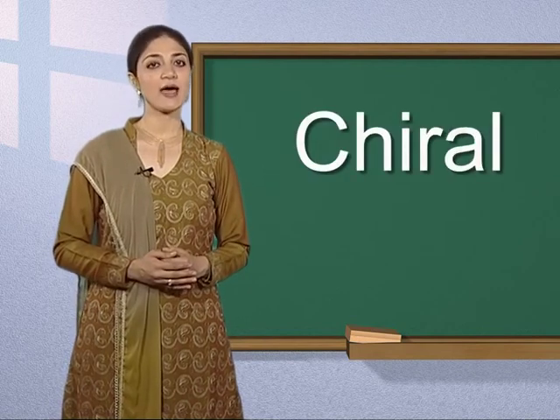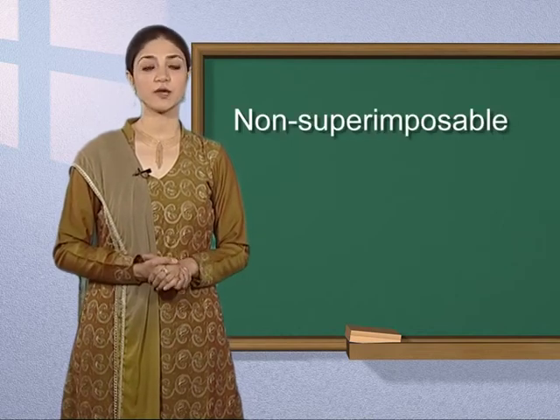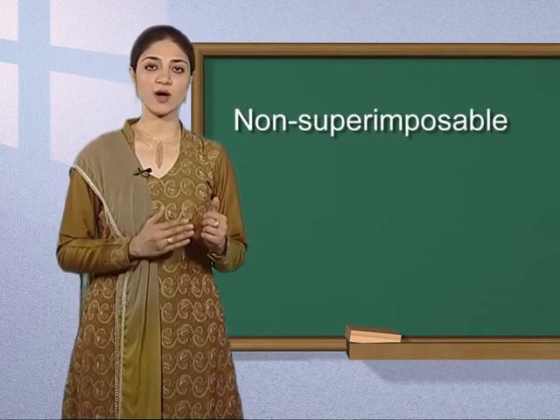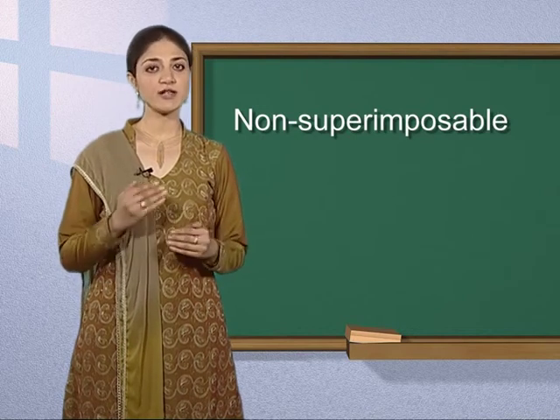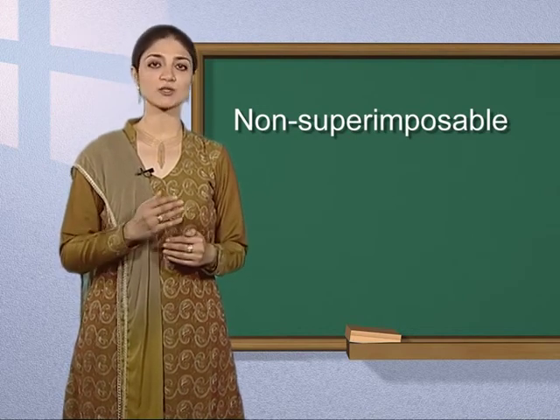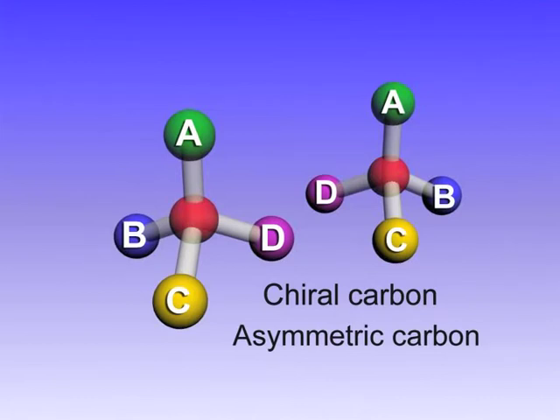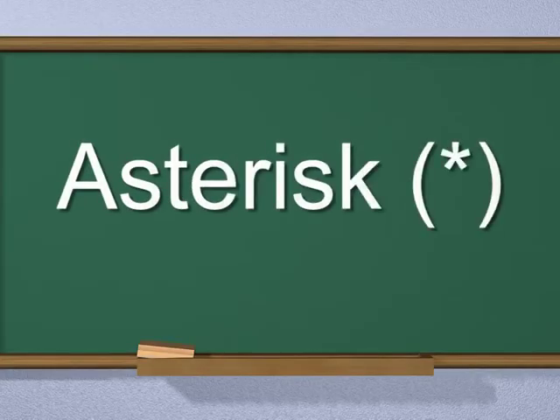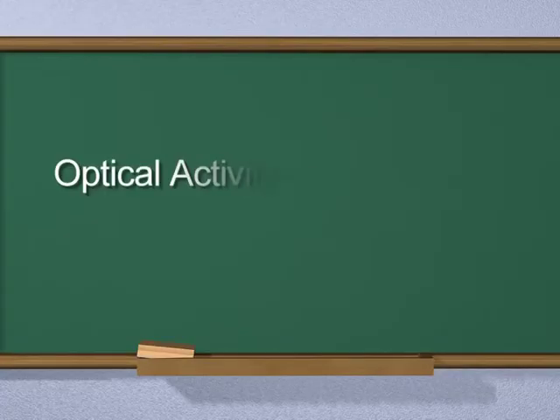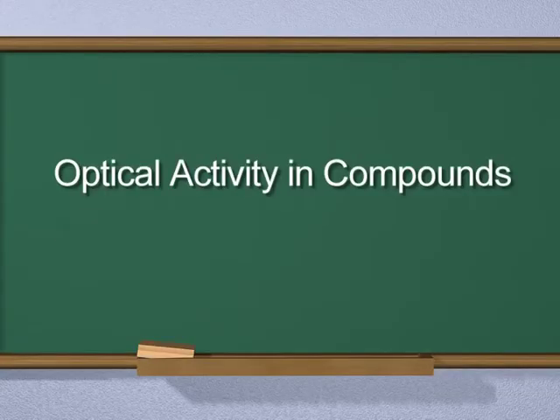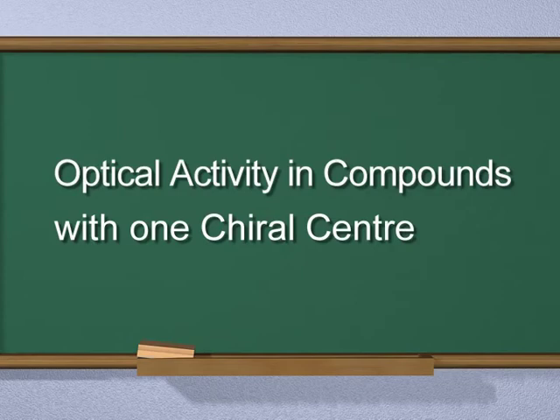Dissymmetrical compounds are also called chiral and their mirror image is non-superimposable. If all the 4 bonds of carbon are with 4 different atoms or groups, it is called chiral carbon or asymmetric carbon. Chiral carbon is designated by an asterisk. Let us now learn about optical activity in compounds with one chiral center.